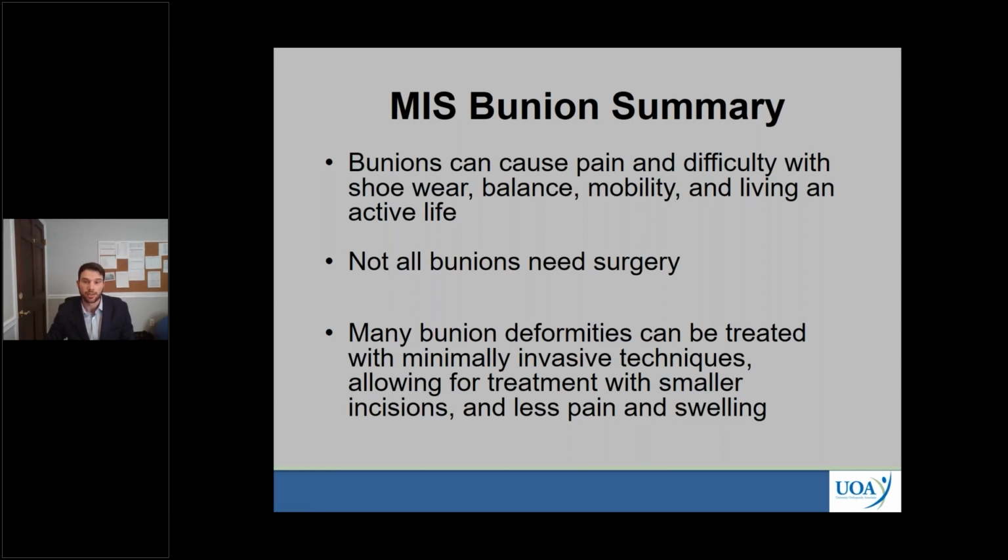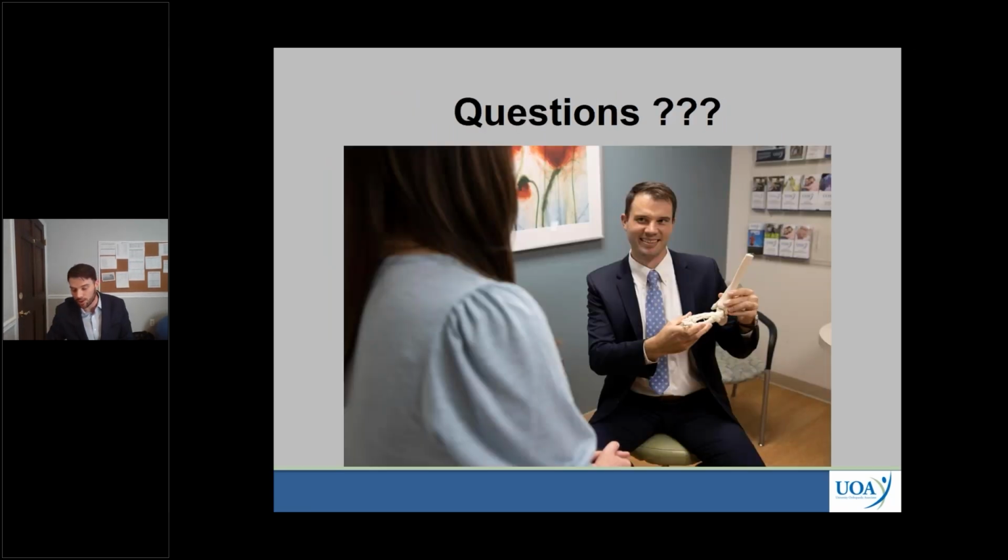Not all bunions need surgery, and if we can get away without any surgery at all, that's great. But if you do need surgery, a lot of the deformities can be treated with these minimally invasive techniques. And it's with these smaller incisions that we're hoping we can have a better experience for patients with less pain, with less swelling, and with better motion. So with that short presentation, I will open it up to questions.